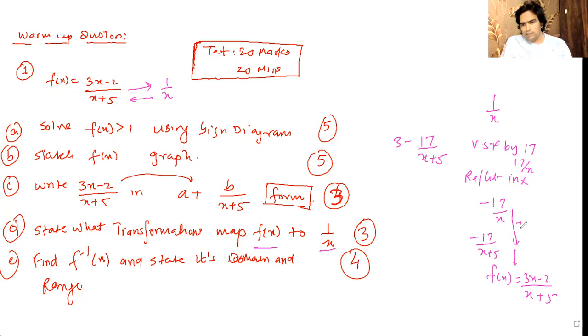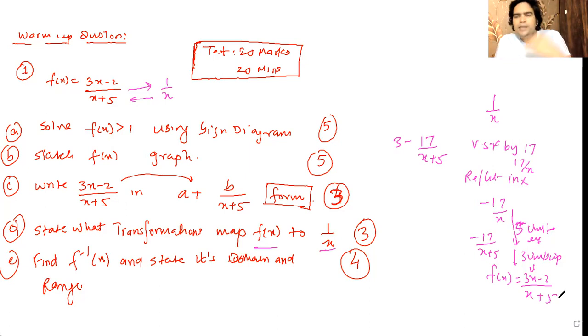So this was 5 units to the left, and finally it was 3 units up. So if I move 3 units up, that will give me the final graph, that is this one.